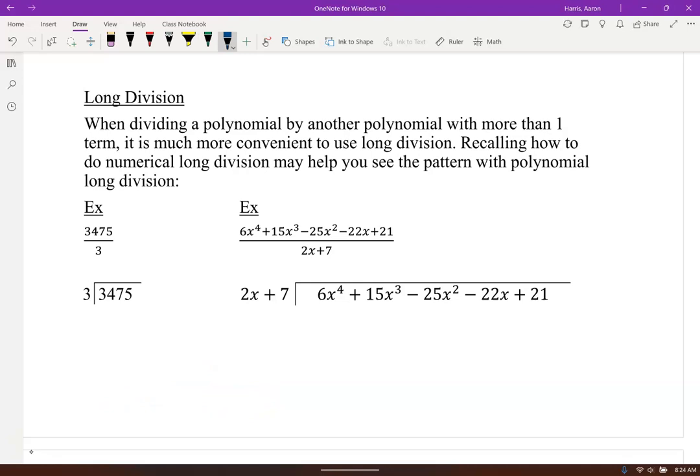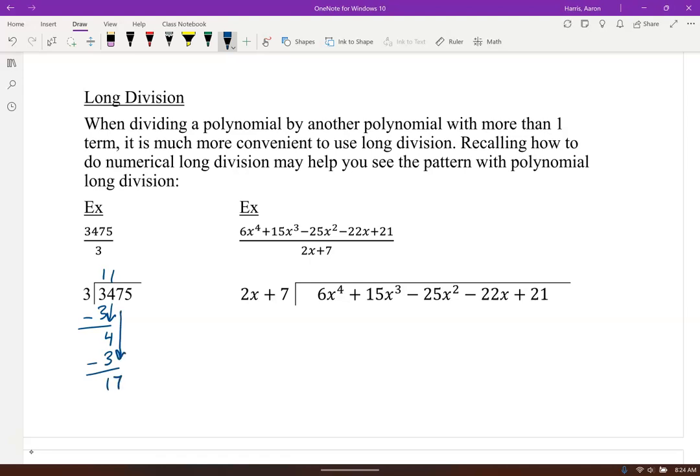So I go 3 goes into 3 one time. Now I'm going to multiply. 1 times 3 gives me 3. And I put it right there. And then I subtract that. 3 minus 3 is 0. So I got to bring down the next term, 4. 3 goes into 4 one time. And I multiply it. 1 times 3 is 3. And I subtract that. 4 minus 3 is 1.